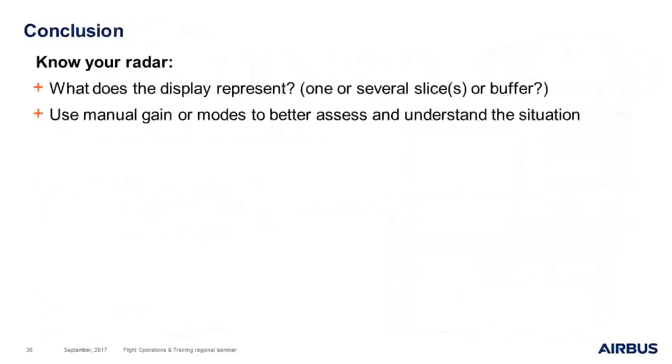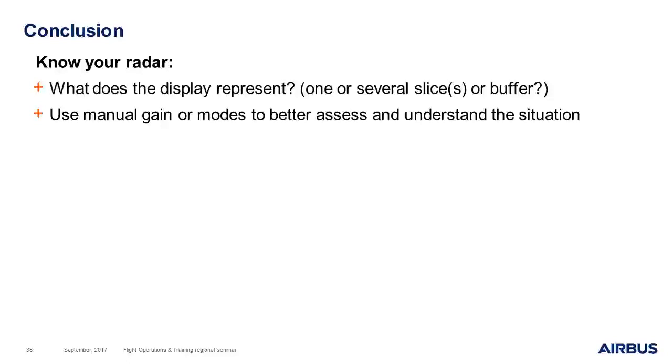As a conclusion, we can say that it is very important that the flight crews know their radar. What does the display represent? Is it one or several slices? Is it the superimposition of 2 beams? Or is it the 3D flattening of a buffer? Then, depending on what you have, use manual gain or modes in order to better assess and understand the situation.